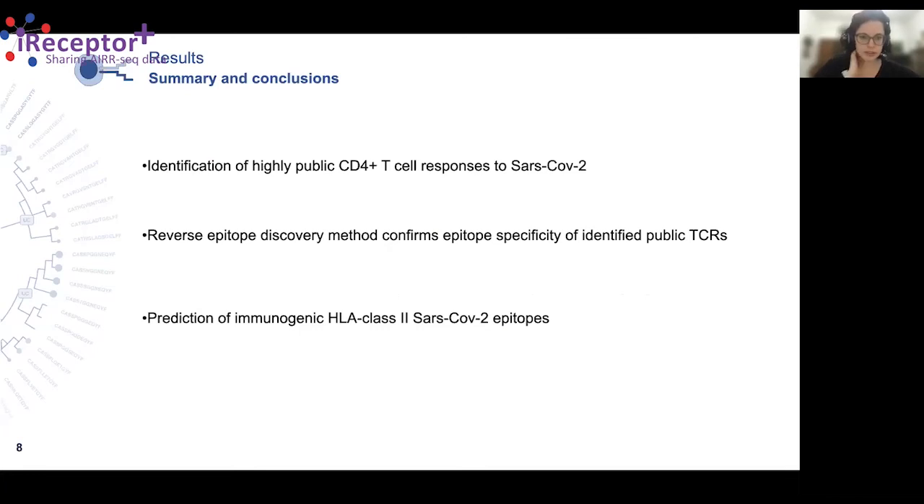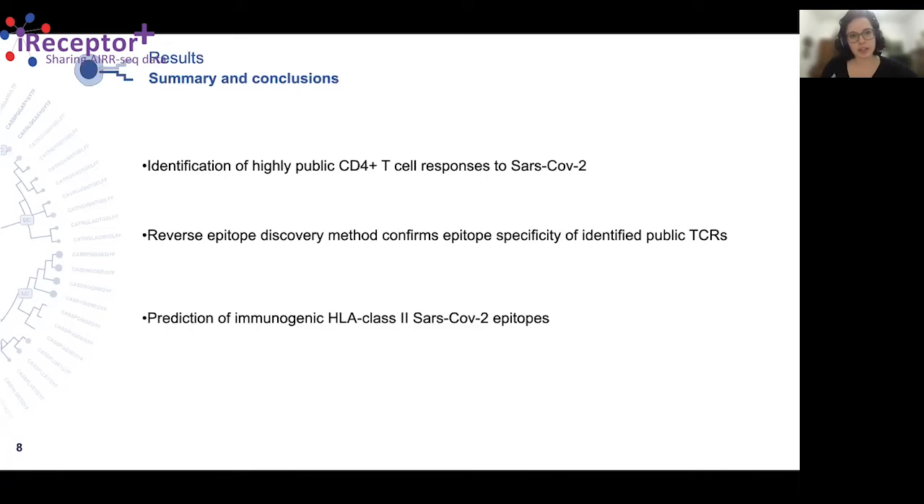So all in all, we identified these highly public CD4 T-cell responses to SARS-CoV-2. And we wanted to show how this reverse epitope discovery method can be used to identify the specificity of, here I write public clonotypes, because as I said, we analyzed public clonotypes, but the idea is that we want to find the specificity of orphan TCRs. And for sure, there are a lot of private orphan TCRs.